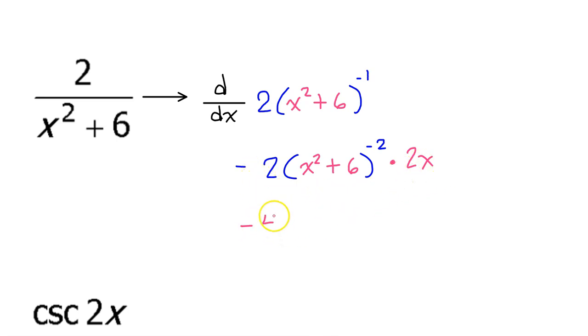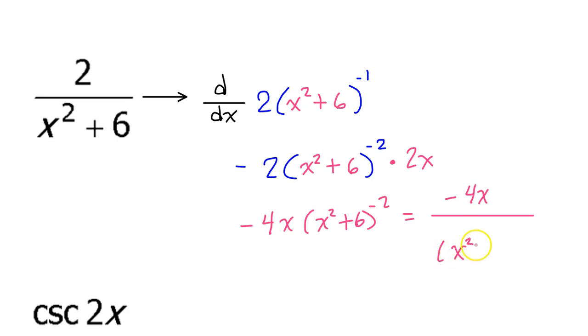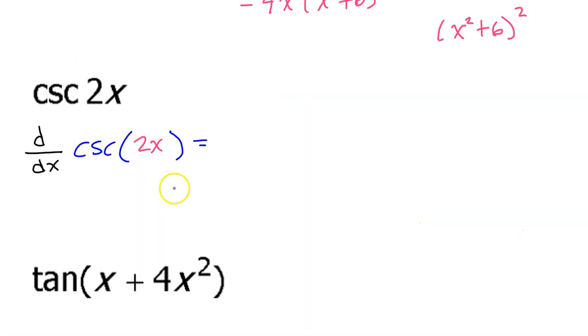So we're going to have -4x times x squared plus 6 to the -2 power. So that's for sure a full credit answer. But on a multiple choice question, you might also see it written this way. With that negative exponent, this can drop down to the denominator and be written as x squared plus 6 squared. So there's 3 different versions of the answer for you.